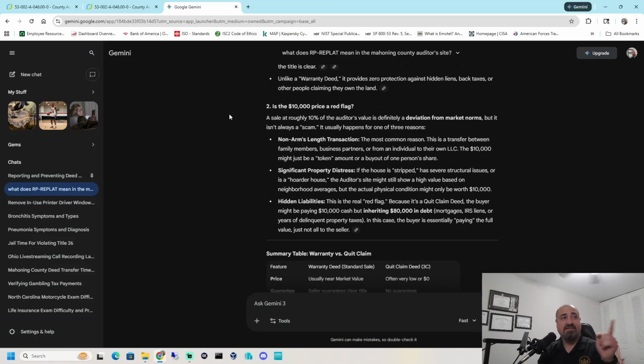So, is the $10,000 price a red flag? Roughly 10% of the auditor's value is definitely a deviation from market norms, but it isn't always a scam. It usually happens for one of the following reasons. Non-arm's length transaction. The most common reason is a transfer between family members, business partners, or an individual to their own LLC. The $10,000 might just be a token amount or a buyout of one person's share.